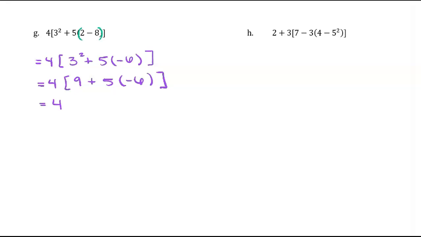Still working to simplify what's inside the brackets, I'll move on to multiplication and division. I have multiplication with a positive 5 times a negative 6. So I'll write that instead as a negative 30. The last thing is addition and subtraction inside the brackets. I have a positive 9 minus 30, which is negative 21. Now that I've fully simplified the inside of my bracket, I can move on and finish this by doing 4 times negative 21, or negative 84. And that will do it for this section of Chapter 1.